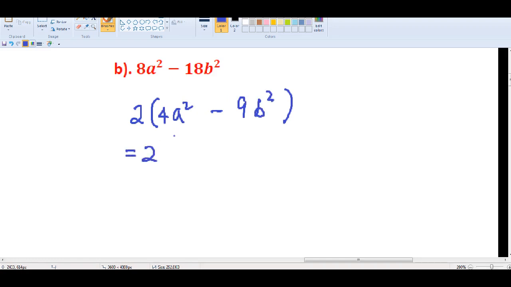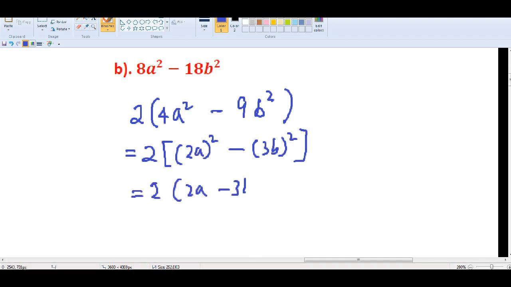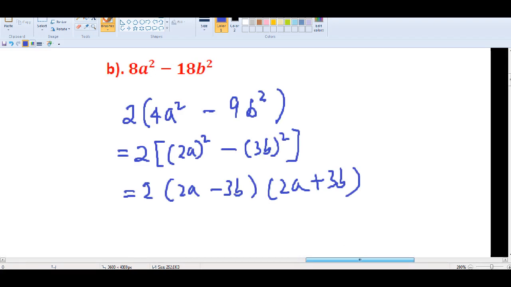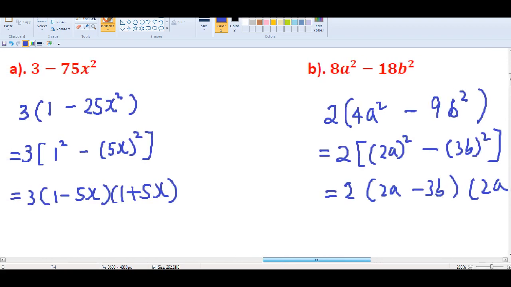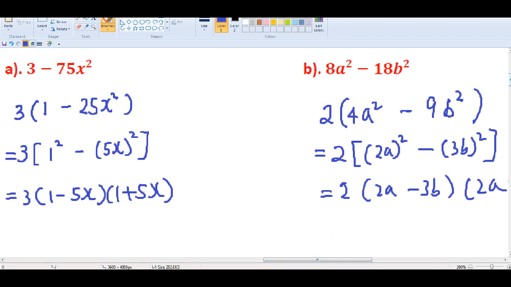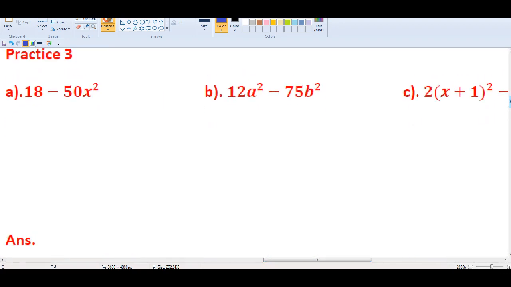For the first term, it should be bracket 2a, because 4 is 2 squared. And 9b squared, 9 is 3 squared. Right now you got square minus square again, so that means you can just apply the rule. You got it, right? Not that difficult. So in both cases, you need to take out a common factor before you can make them into square minus square. So here's practice 3.